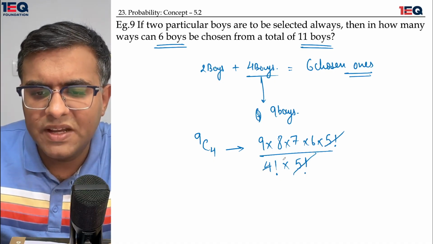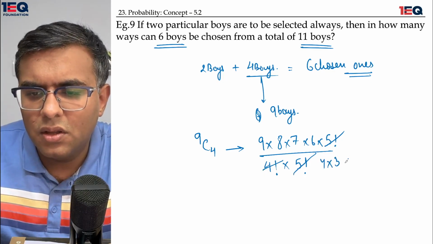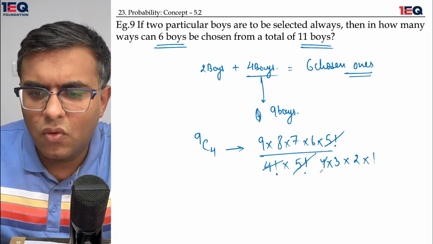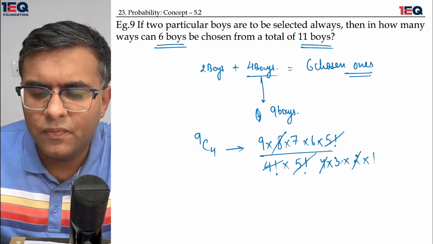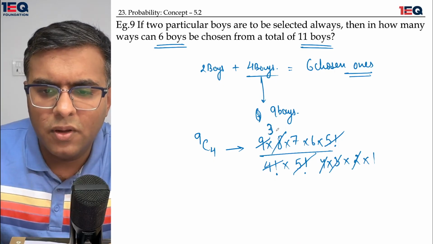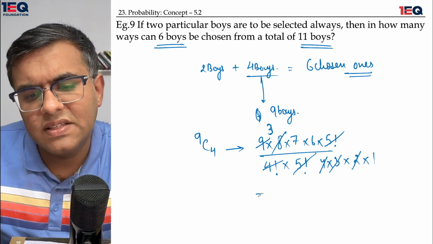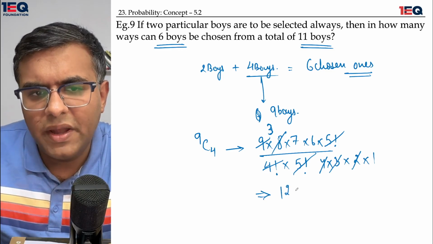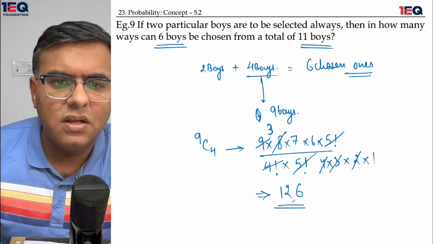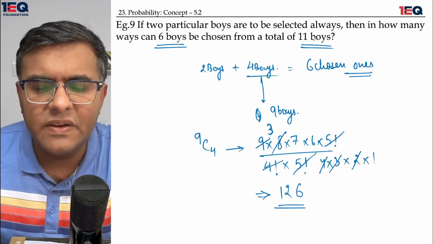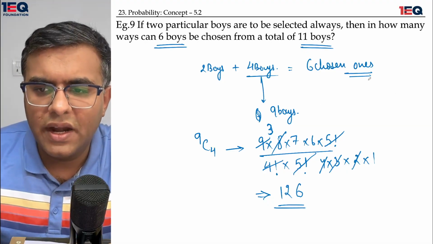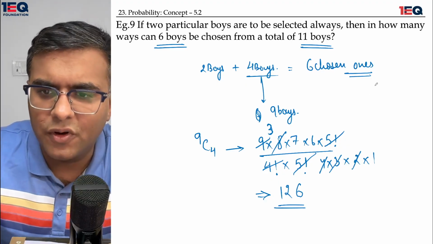Now 4 factorial would be expanded: 4 into 3 into 2 into 1. 4 twos are 8, 8 is gone. Then 3, 3 nines are gone. So 3 sevens are 21, 21 sixes are 126. So my answer would be there are 126 ways to choose 6 boys out of 11 boys when two particular boys are already selected, or they are always selected. Right? Good enough. I'll move on.